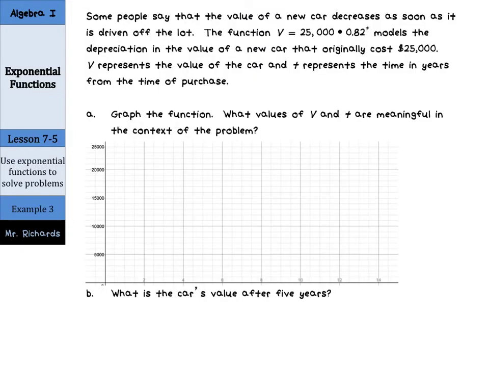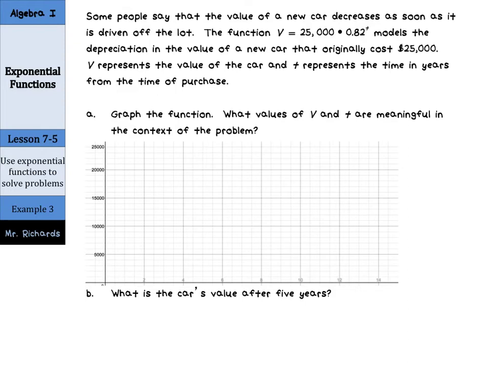Now, there are real-world applications to exponential functions, and one is that of depreciation of cars. As our example states, some people say that the value of a new car decreases as soon as it is driven off the lot. The function v equals 25,000 times 82/100th to the t models the depreciation in the value of a new car that originally cost $25,000. V represents the value of the car, and t represents the time in years from the time of purchase. Graph the function. What values of v and t are meaningful in the context of the problem?